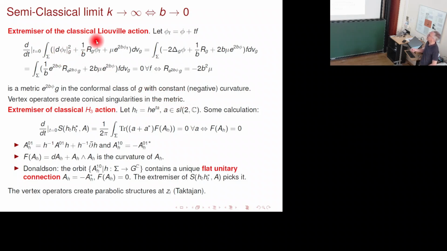Okay. So the classical Liouville action finds a special metric in the conformal class, namely negative curvature. And then vertex operators, if you add them into this business, produce singularities in the metric. So then you're looking at surfaces with marked points and metrics with certain kinds of singularities, conical singularities. A nice story there. It's a very similar story here for the H3 action.